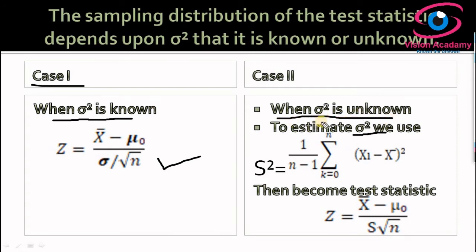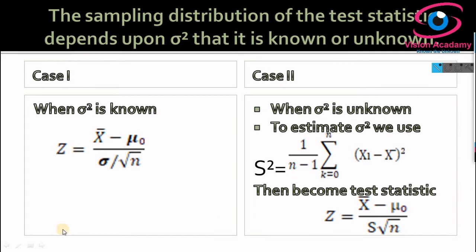When the variance is unknown, you have to estimate the variance. To estimate the variance, we will use this formula. Using this formula, we will estimate the variance. After estimating the variance, we will apply it to another separate formula, different from the one we just calculated for when the variance is known.